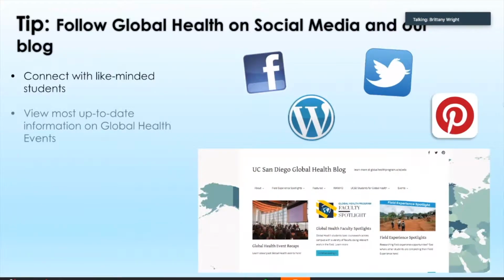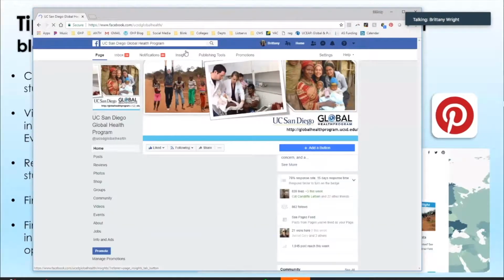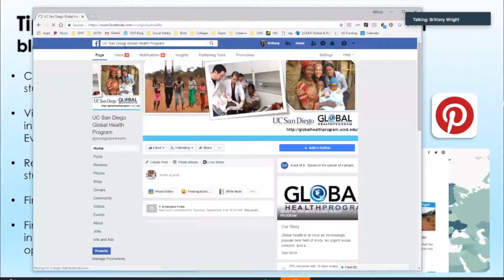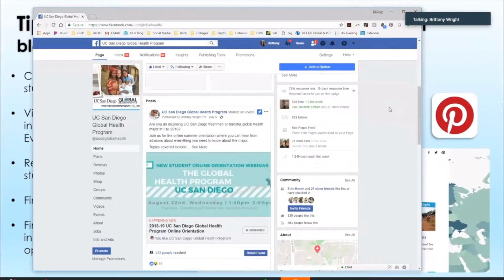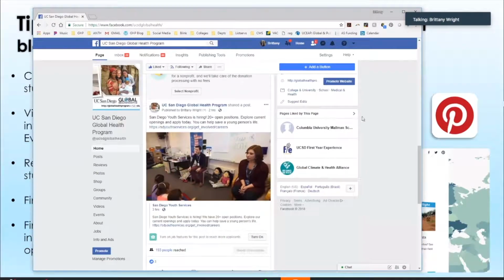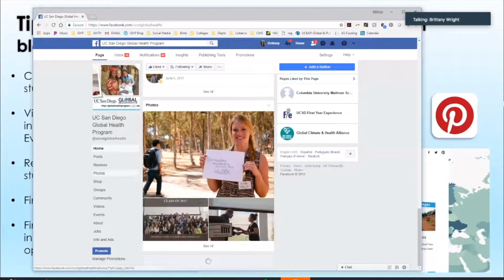So for our social media, you'll get the most up-to-date information on global health events. You'll be able to read blog posts on field experience, find study abroad. So here is our Facebook page, so it's UC San Diego Global Health Program. All these links are also in all of our emails and on the front page of the Global Health website. So you'll see here that, okay, we posted about the orientation here, job opportunities for San Diego Youth Services, posted about upcoming events and whatnot.